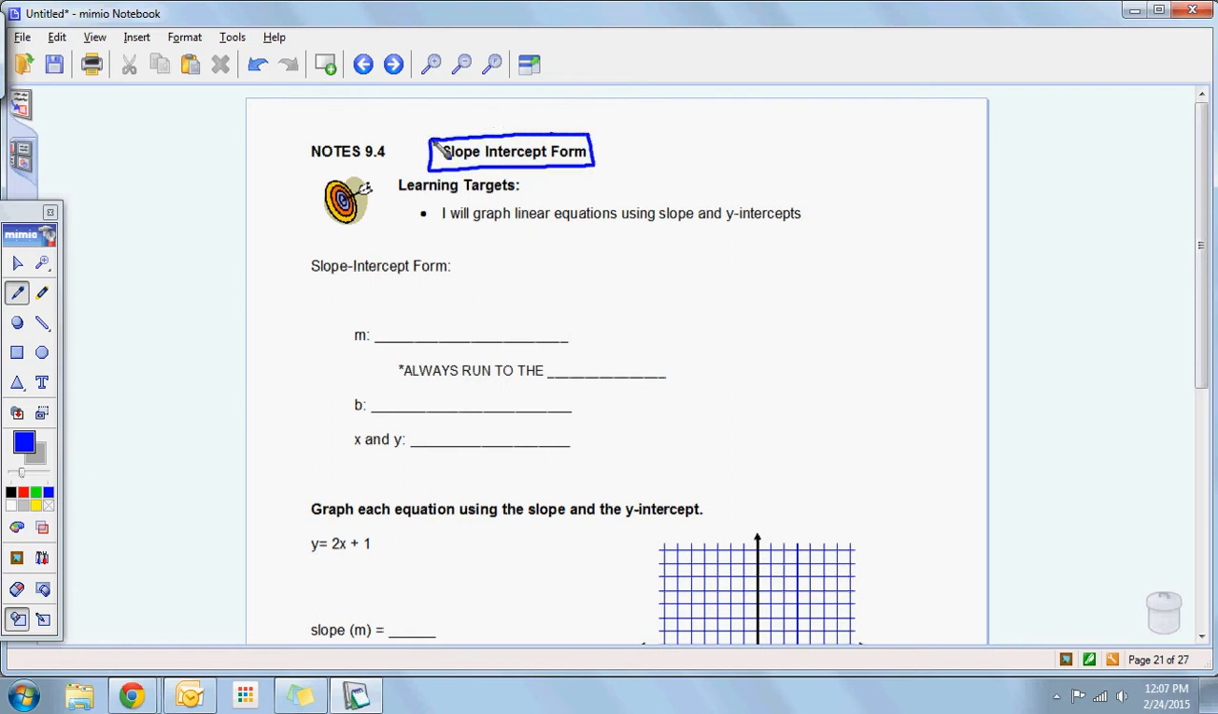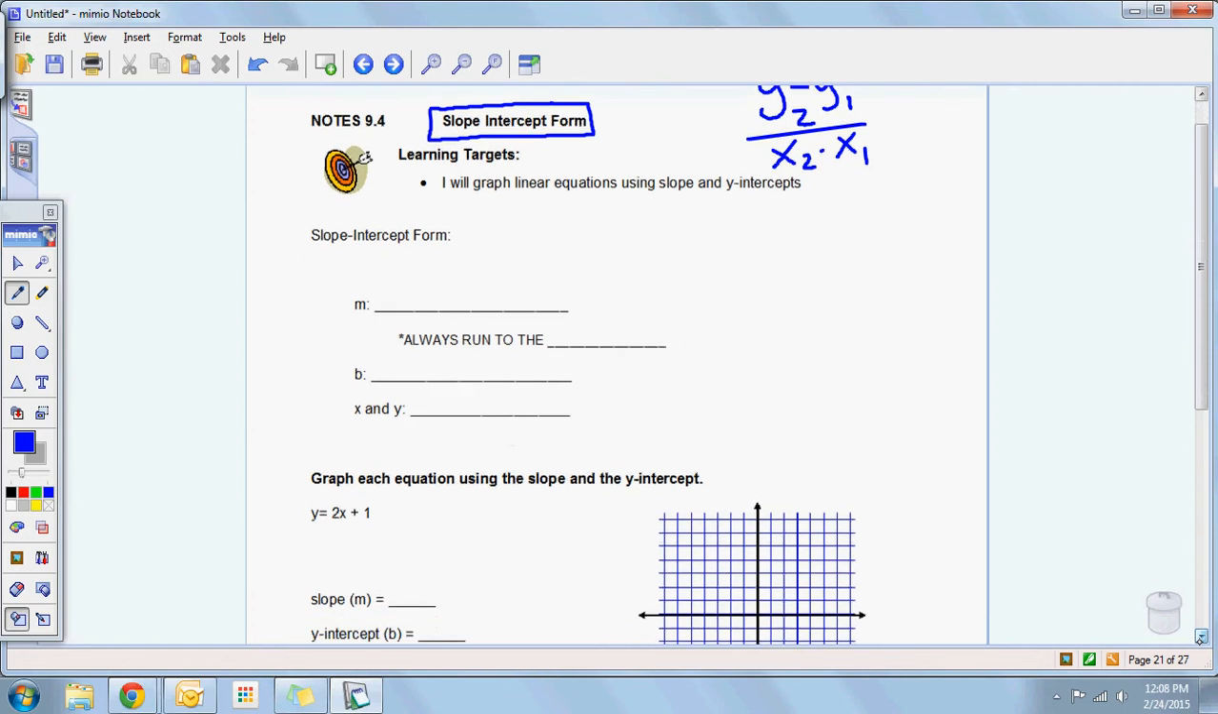On our last section you were given the martini glass formula. Remember that? y2 minus y1. Martini glasses on your picnic table. Now you're going to be given a different type of formula, and that's going to help you graph a line. It's like magic, okay? So hold your horses. Here we go. We're going to talk about slope-intercept form.